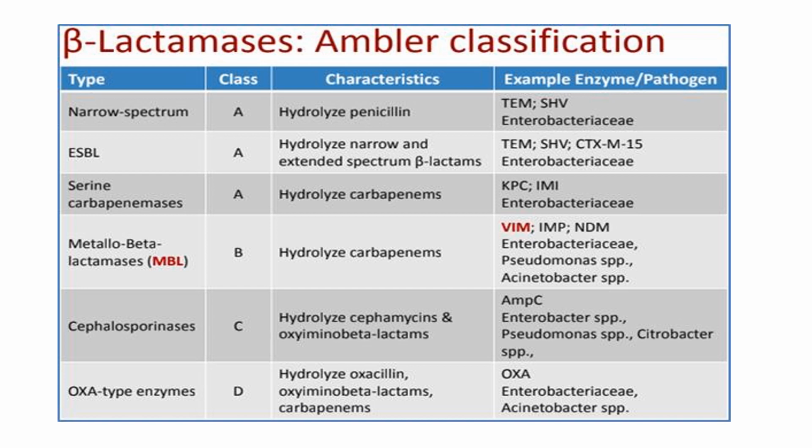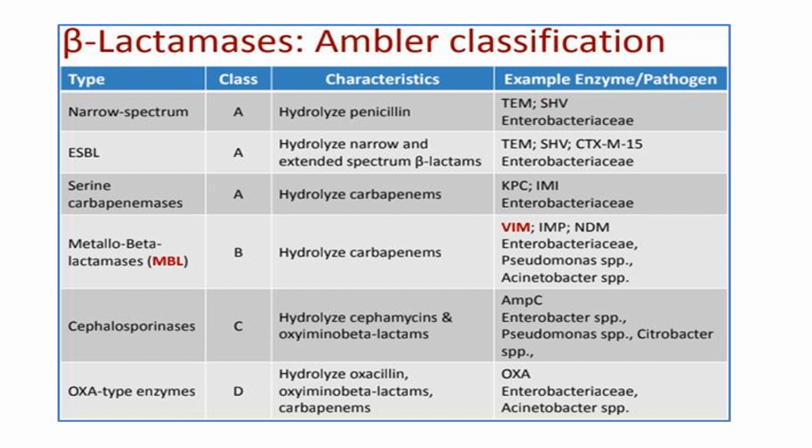Another example of beta-lactamases is the serine carbapenemases. They hydrolyze carbapenems. That is, carbapenems will be resistant if these resistant genes are produced. Examples of these serine carbapenemases are KPC and IMI, and this is commonly seen in Enterobacteriaceae. Another beta-lactamase is metallo-beta-lactamase or MBL. They are also capable of hydrolyzing carbapenems, and carbapenems are resistant here. Examples of MBLs are VIM, IMP, and NDM. This is commonly seen, in addition to Enterobacteriaceae, in Pseudomonas and Acinetobacter species.